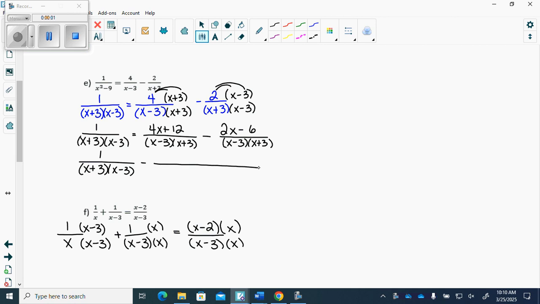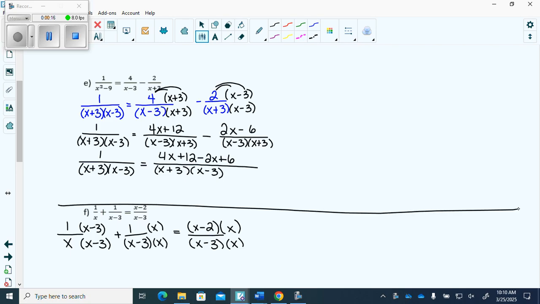And then here we're going to get equals (x + 3)(x - 3). And then we get 4x + 12 - 2x + 6. And then we're going to get 1 over (x + 3)(x - 3). The left-hand side is a full fraction. The right-hand side, we're going to have (x + 3)(x - 3). 4x minus 2x, sorry, it's 2x. And then 12 plus 6 is 18.